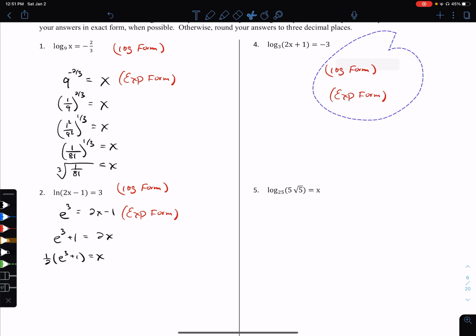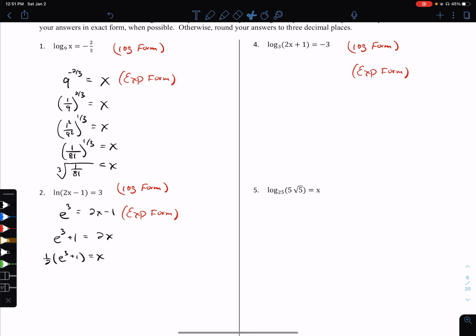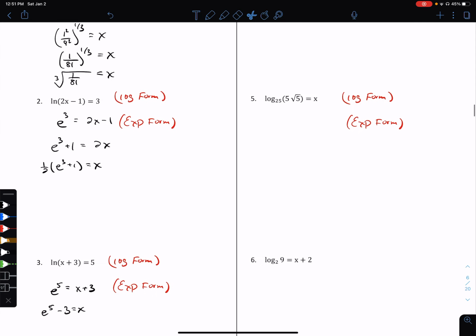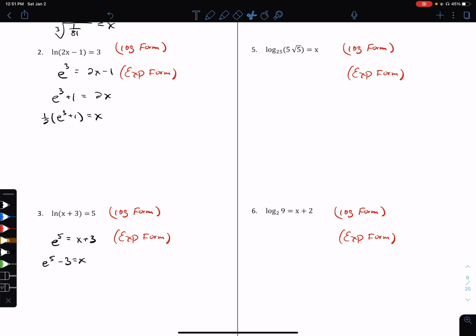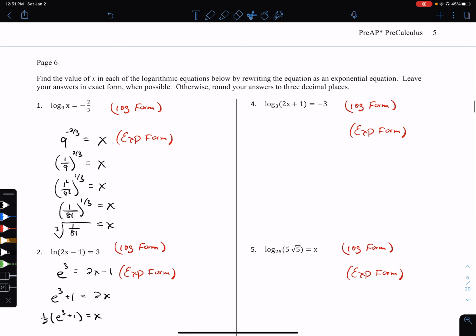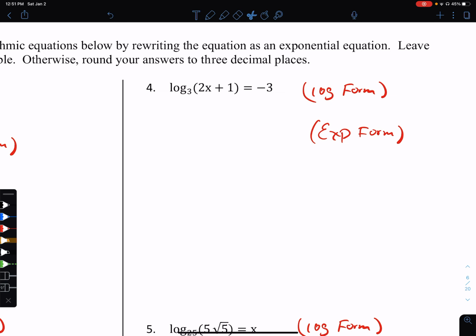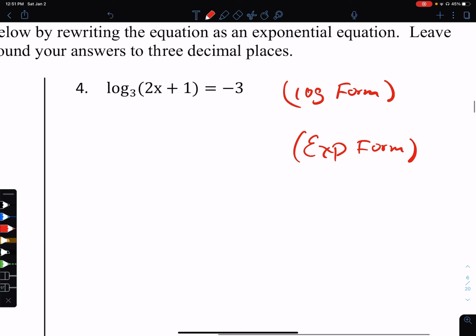So we're going to be continuing to do that for each of these, because when you have a logarithm equal to a number that doesn't have a logarithm in it, you're likely going to want to do this. So number 4, this is the base of 3 raised to the exponent equals the argument.